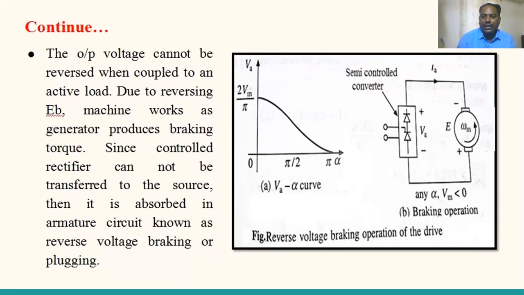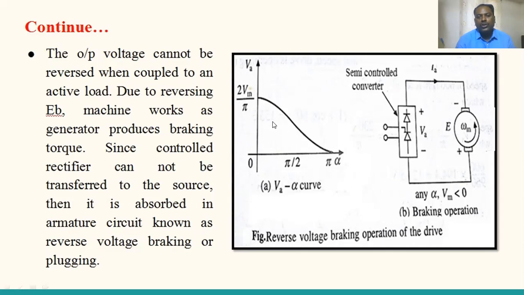So you observe here the VA versus alpha characteristics. The average output voltage is equal to Vm by pi (1 plus cos alpha). For alpha equal to 0, the maximum available average output voltage is equal to 2 Vm by pi. From there onwards you have to change the alpha value from 0 to 90, 90 to 180.